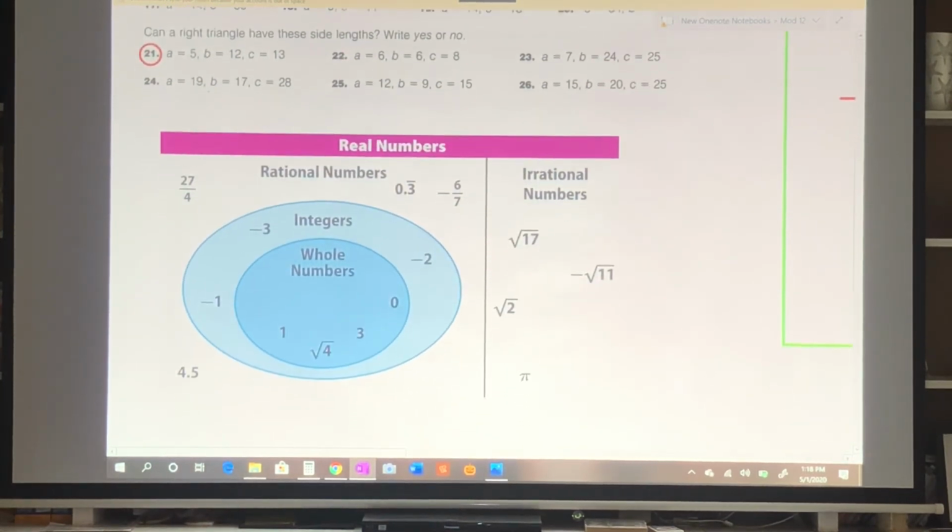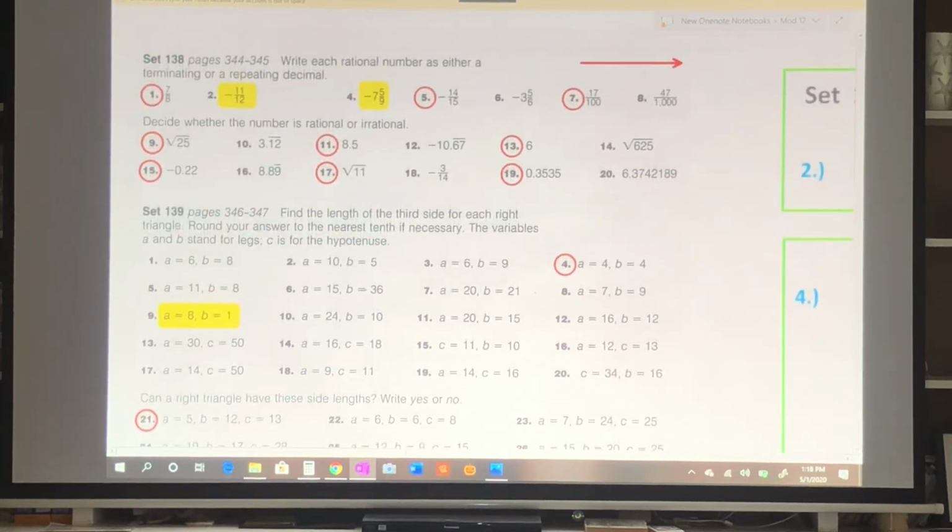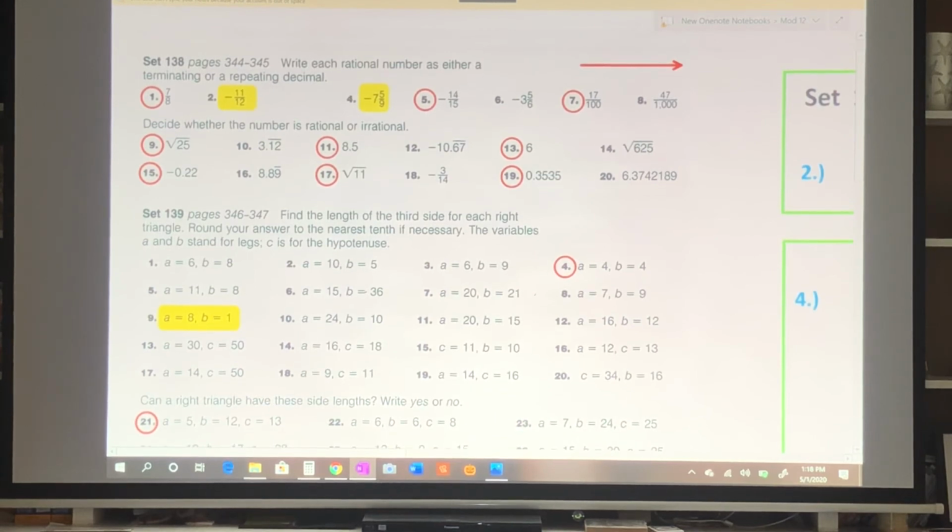All right, so I gave you this chart. I copied it right out of the book. You've seen it many times. So use that to help you with rational and irrational. 9, this part here.